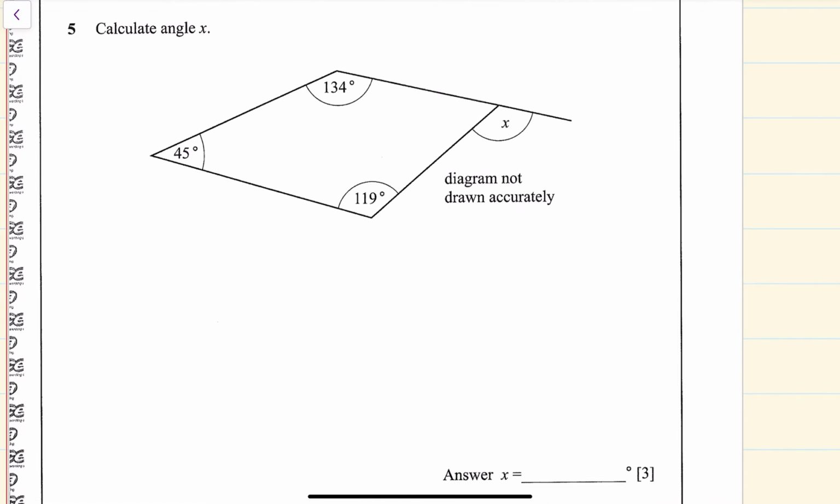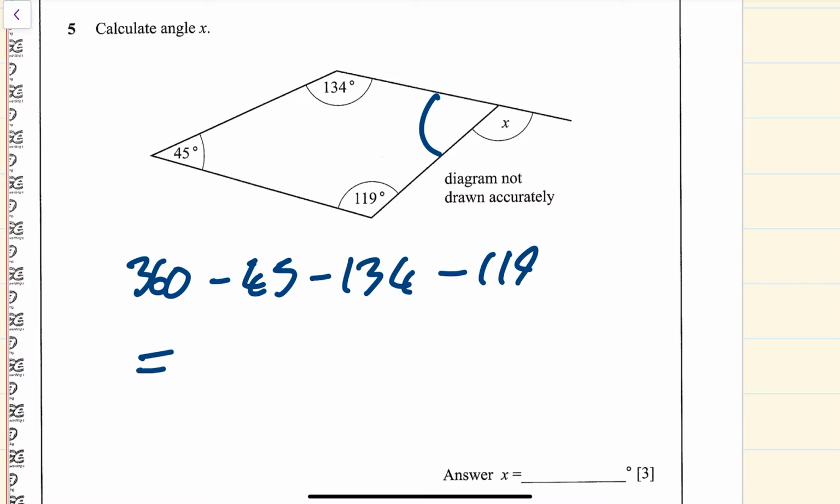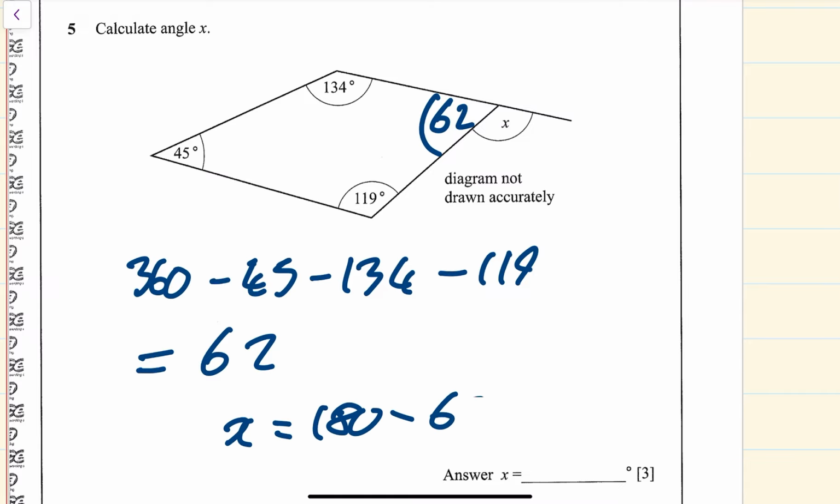Next one says angle X, so you've got to find the angle X. We're going to work out this angle first. So that's just going to be 360 minus 45 minus 134 minus 119 to work out that missing angle. So let's just do that. 360 minus 45 minus 134 minus 119 is equal to 62. So that's 62. My X then is 180 minus the 62, which is going to be 118 degrees. So X is equal to 118 degrees.